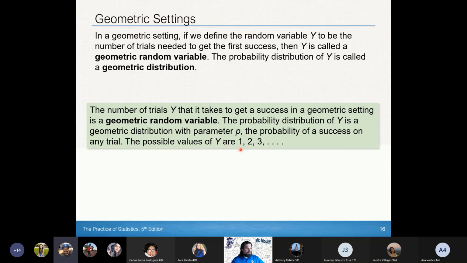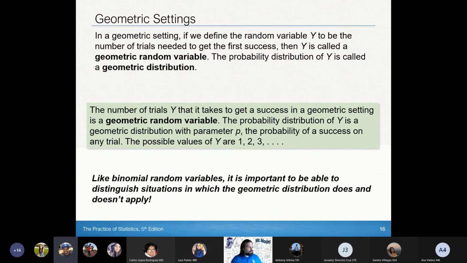Possible values of y are 1, 2, 3, up to whatever, right? There's no real endpoint because the values of y determine how long it takes, which is not preset. Like binomial random variables, it is important to be able to distinguish situations in which the geometric distribution does and doesn't apply. The key thing you're looking for is, are you being asked to determine how many trials it will take to get success?